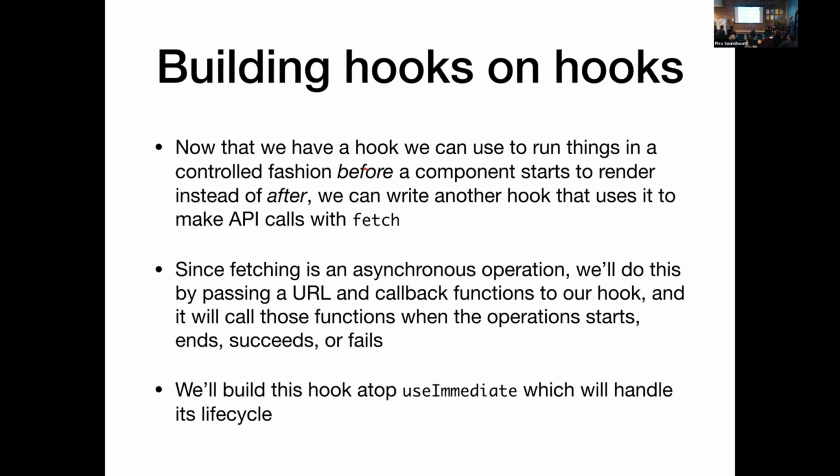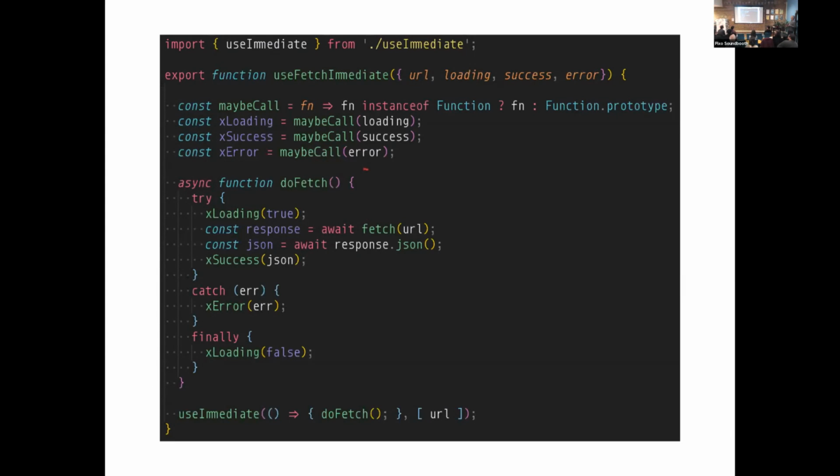So I've got that. Now let's write a hook that uses that to do this API fetch thing. Fetching is asynchronous. So to avoid awkwardness, we're going to give this hook a URL, and then we're going to pass it a bunch of functions that we want it to call when things happen. And so we'll build that on top of useImmediate. And that looks like this.